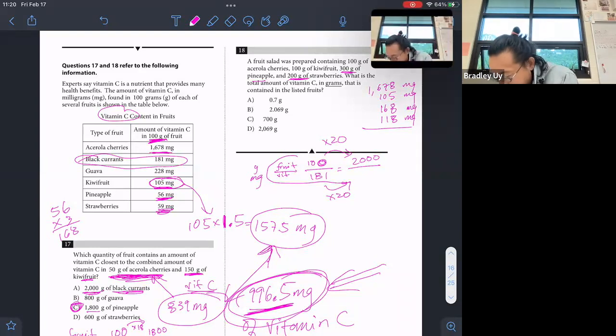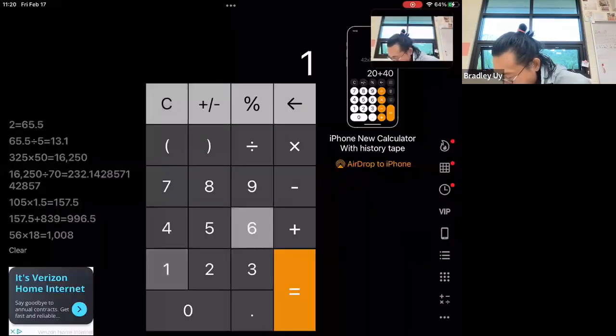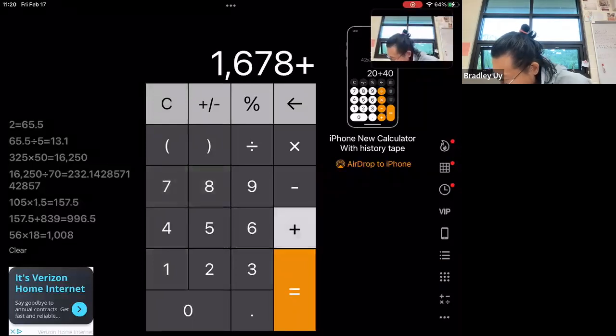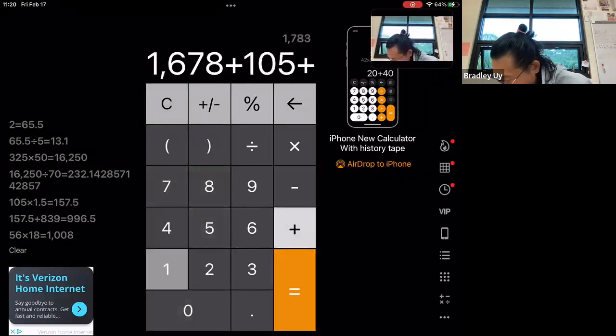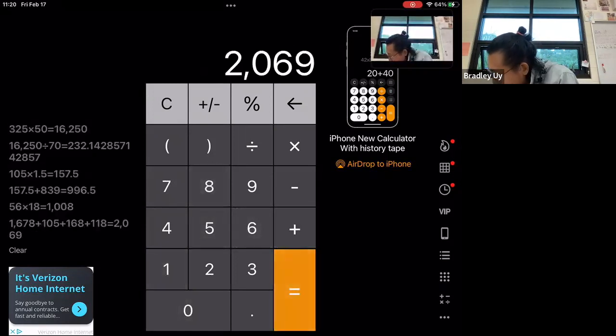I'm going to add up all this on a calculator. Let me write down these numbers. 1678, 105, 168, 118. Mind you, these are all milligrams. 1678 plus 105 plus 168 plus 118. And that will be 2069 milligrams.